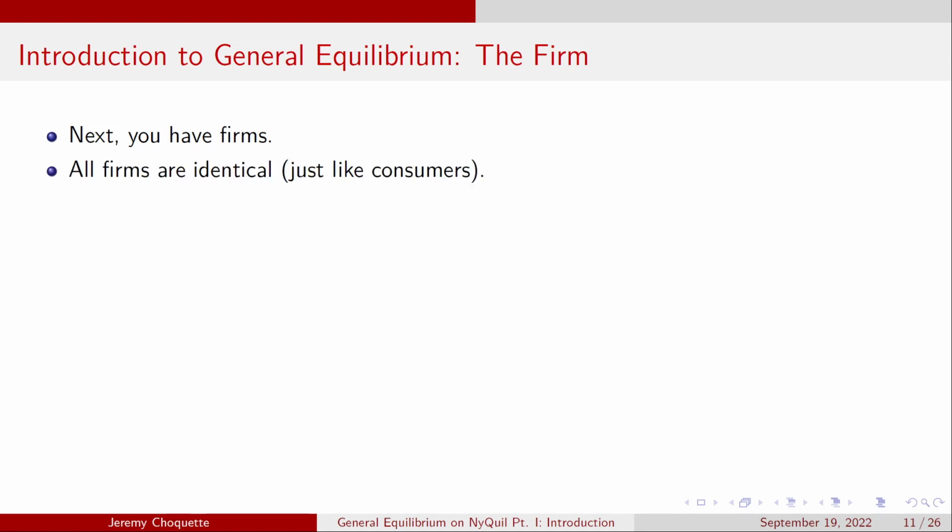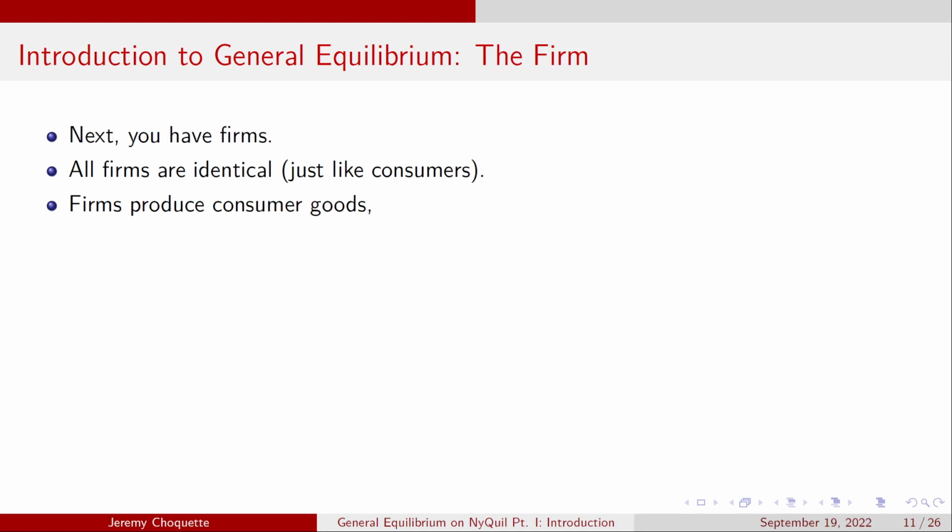Let's talk about the firm next. Now, just like households, all firms are identical. And all firms in this model will be producing final consumer goods. Now, there are other types of models where firms produce intermediate goods, and then those are sent on. We're not going to worry about that here. That's a little too advanced.